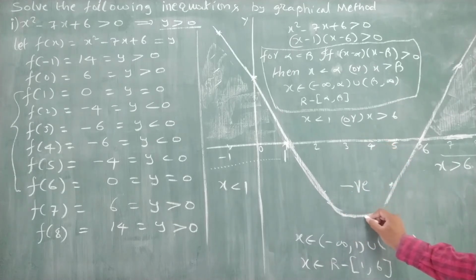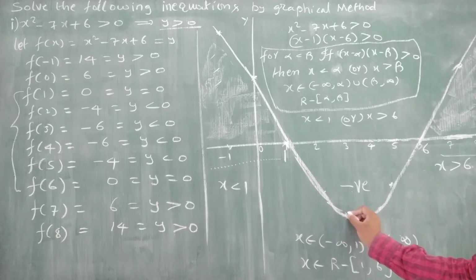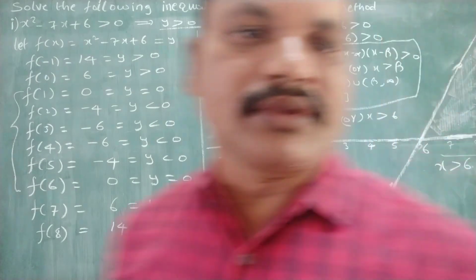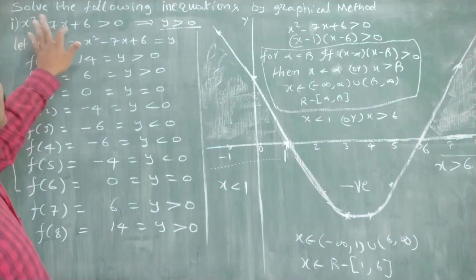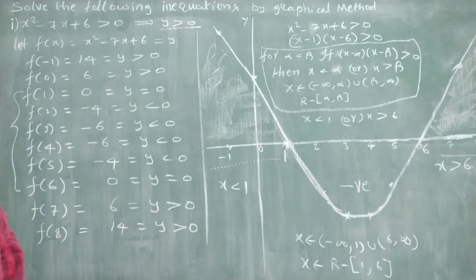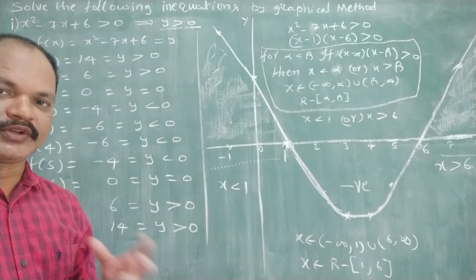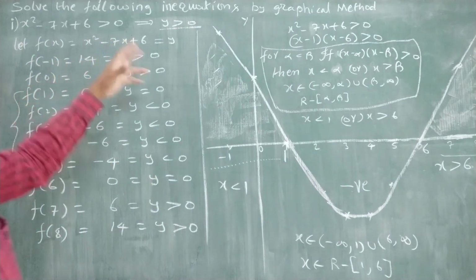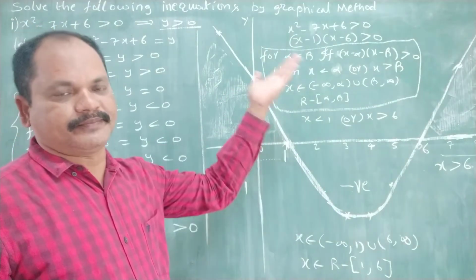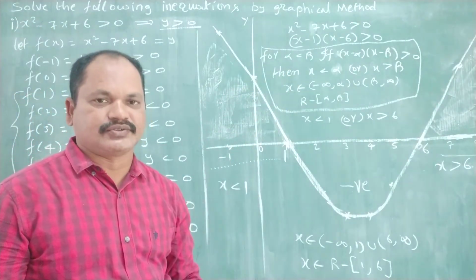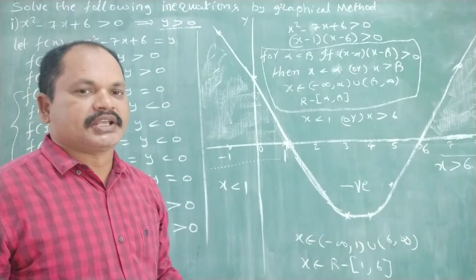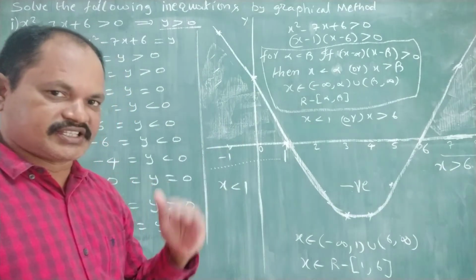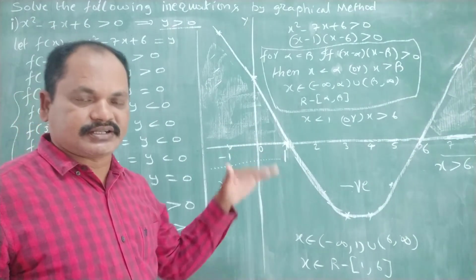that's why the curve is stable at 3 and 6. Are you clear? Observe the given expression x square minus 7x plus 6 greater than 0, where the coefficient of x square is positive. If the coefficient of x square is positive, then the expression is an upward parabola. If the coefficient of x square is negative, then the expression represents a downwards parabola.